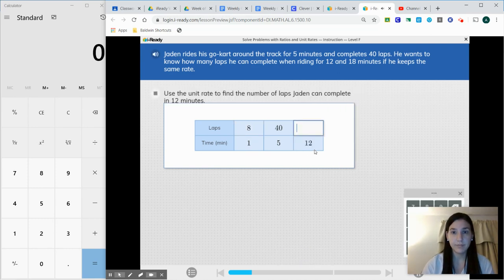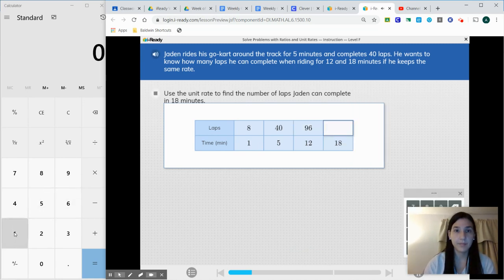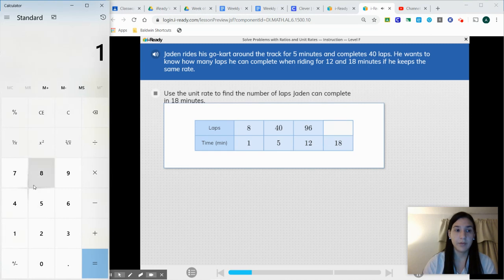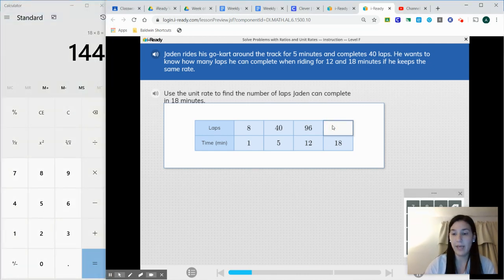Use the unit rate to find the number of laps Jaden can complete in 12 minutes. So 8 times 12 will give us 96. You got it. Use the unit rate to find the number of laps Jaden can complete in 18 minutes. We're going to use a calculator for this one. 18 times 8 will give us 144 laps in 18 minutes.